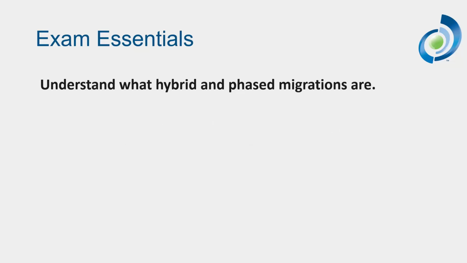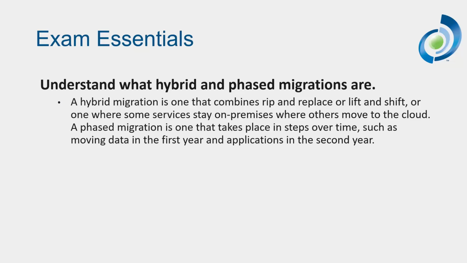Understand what hybrid and phase migrations are. A hybrid migration is one that combines rip and replace and lift and shift, or one where some services stay on premise while others move to the cloud. Phase migration is one that takes place in steps over time, such as moving data in the first year and the application the second year.